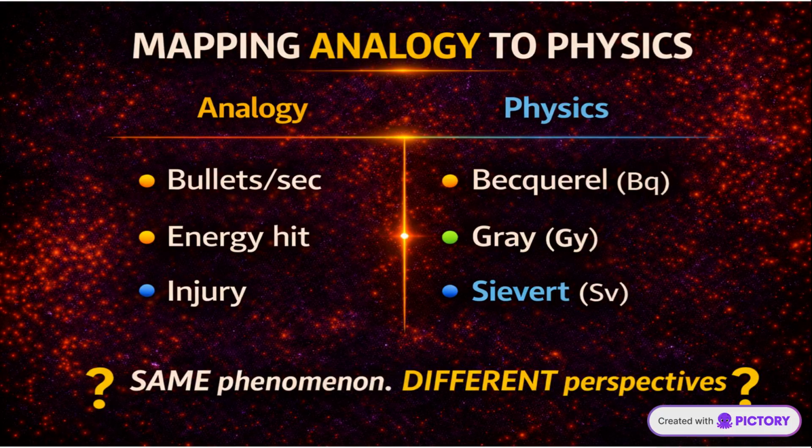Now translate this analogy into physics. Bullets per second. This is like radioactive decay rate, right pointing arrow Becquerel. Energy delivered to the target. This becomes absorbed dose, right pointing arrow Gray. Actual injury or biological damage. This is measured by right pointing arrow Sievert. So now we see clearly. We are not measuring radiation differently. We are measuring different consequences of radiation.